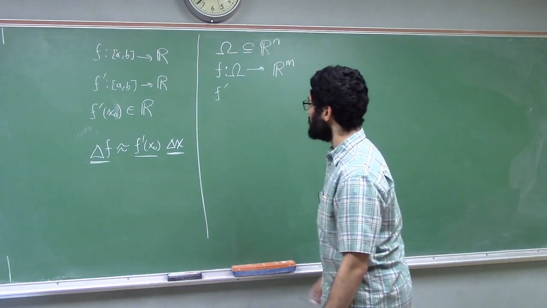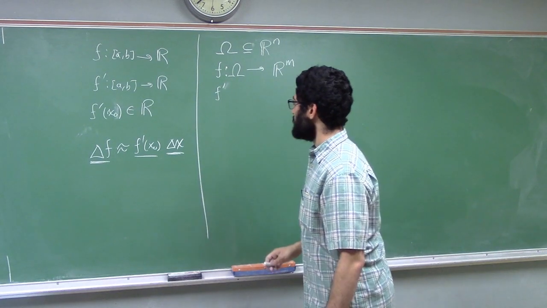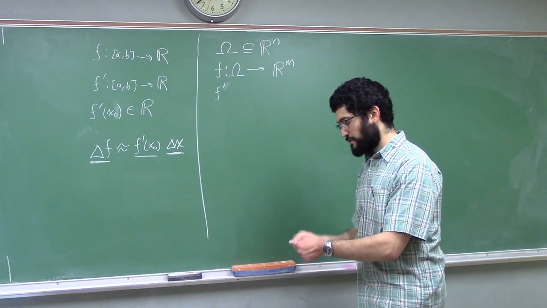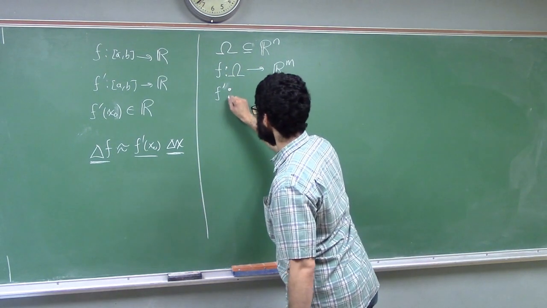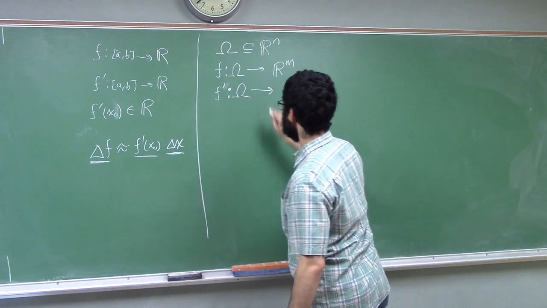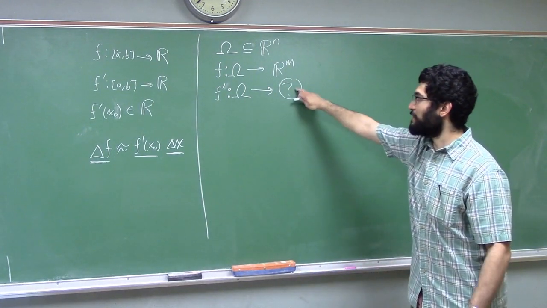Well, the derivative of f should be a function that, when you give it a point, gives you the derivative of f at that point. So it should itself be a function on omega. But then what kind of things should it output? So what should go here?